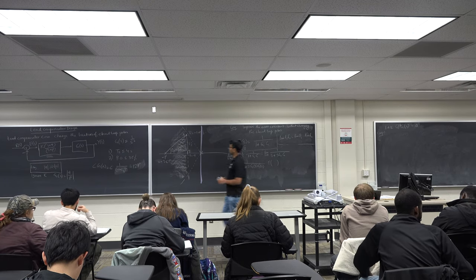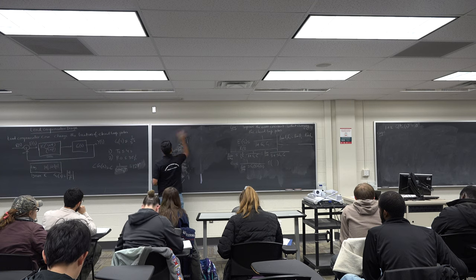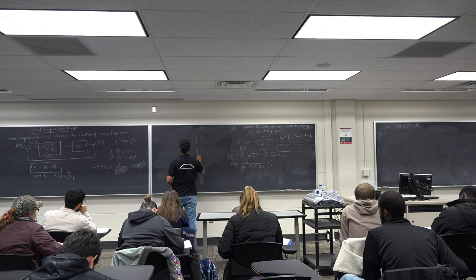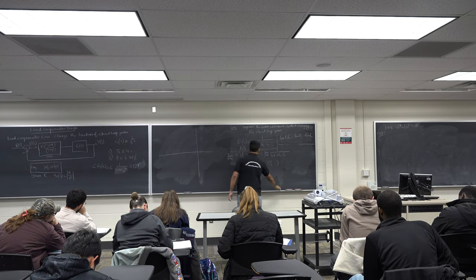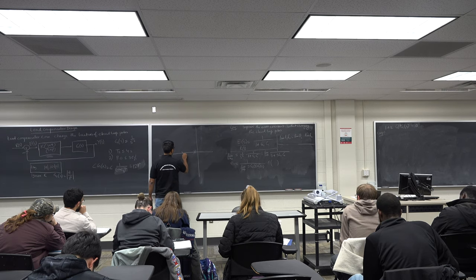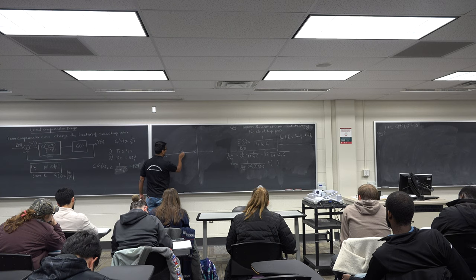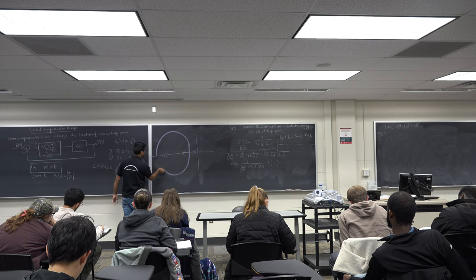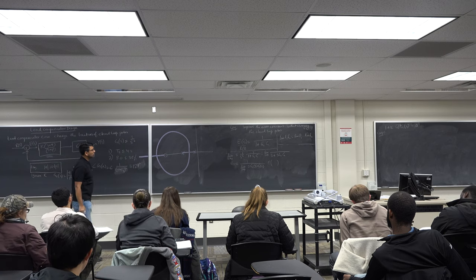Let's say I have a root locus. Trying to think what root locus I should draw. So a pole here, a zero here. In which case the root locus is going to look like this. This is what the root locus will look like.